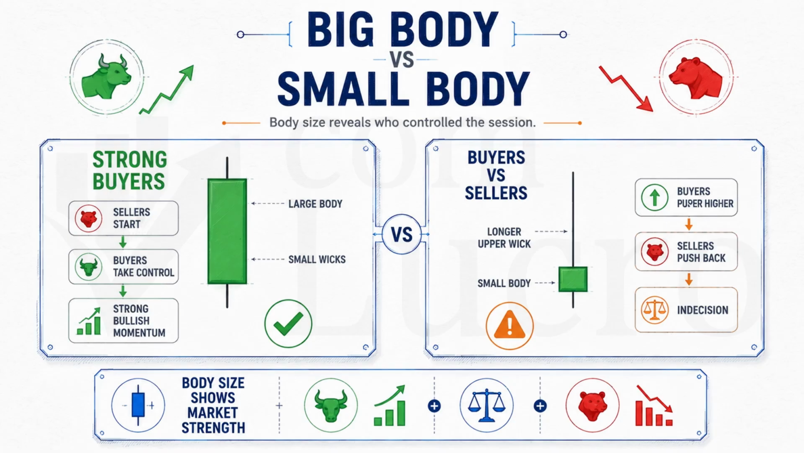Let's look at two examples of green candles. In the first, the body is large and the wicks are small, suggesting buyers were firmly in control. Price opened lower, sellers tried to push it down, but buyers quickly stepped in and drove it higher, closing near the session's high, a clear sign of strong buying momentum. The second candle tells a different story. Here buyers still pushed price higher, but sellers stepped in at the peak and drove it back down. Even though it closed above the open, the smaller body shows a closer contest between buyers and sellers.